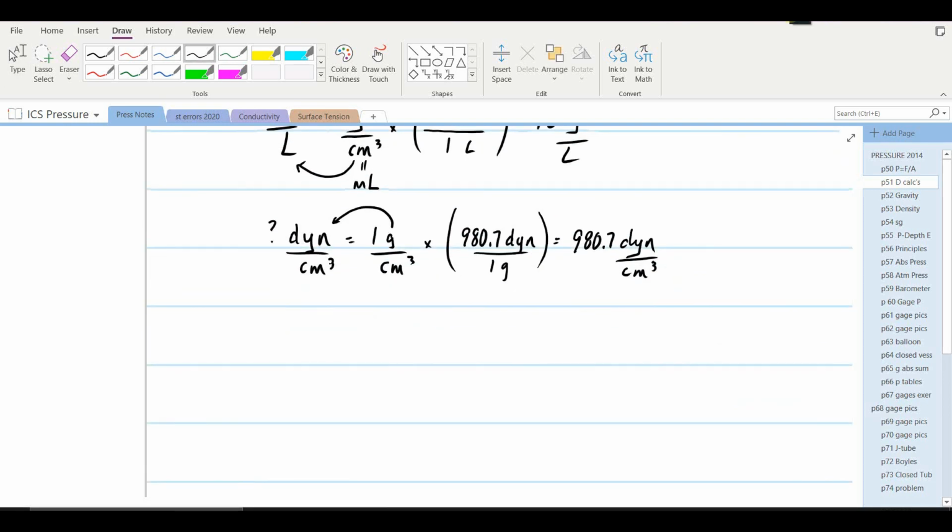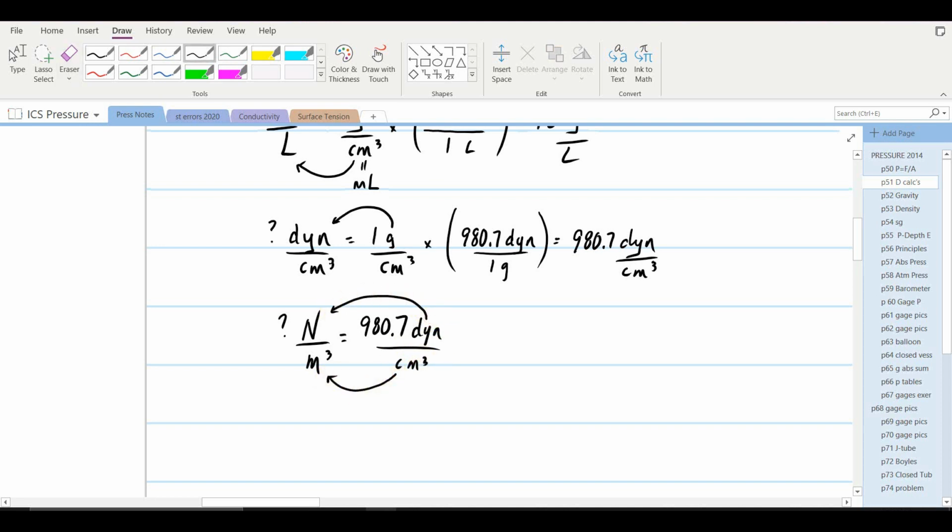All right, let's get the weight density of water in newtons per cubic meter, which is the SI unit of weight density. But since we've just got the weight density of water in the CGS system, dynes per cubic centimeter, probably easier to convert from there. So 980.7 dynes per cubic centimeter. We'll convert from dynes to newtons and cubic centimeters to cubic meters.